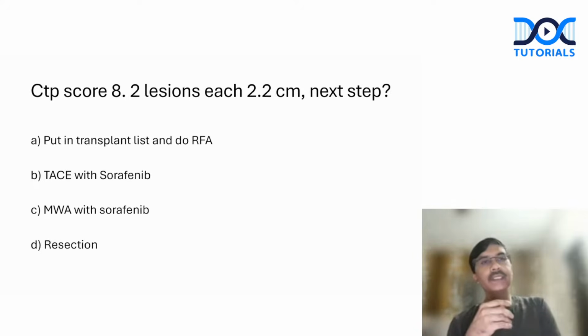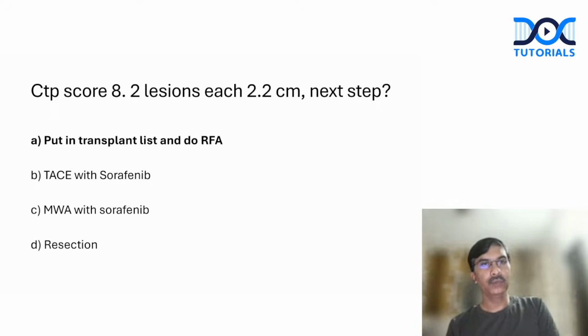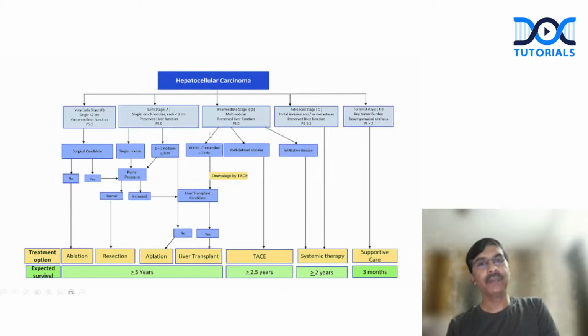So the next question: Child-Turcotte score is 8. Two HCC lesions are there, each 2.2 centimeters. What would be the next appropriate step? The question is framed according to BCLC, and the options include put into transplant and do a bridging RFA, TACE with sorafenib, microwave ablation with sorafenib, and resection. Now, the answers may differ. Earlier BCLC, definitely these fall under intermediate stage B because CTP is between 7 to 10.